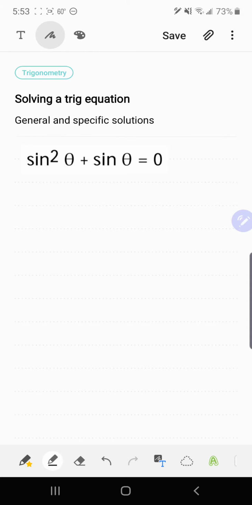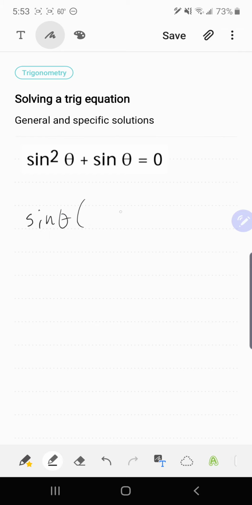Alright, so in this example we're going to look at solving a trig equation, and we're going to find both the general and specific solutions. So notice that in this equation we have sine squared theta plus sine theta equal to 0, and this is a quadratic trig equation.